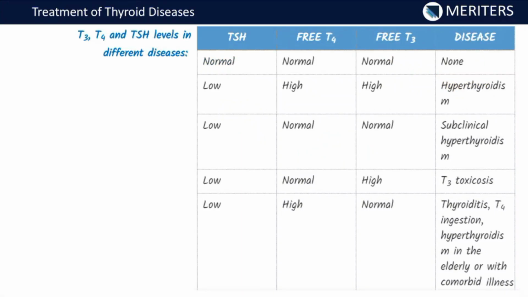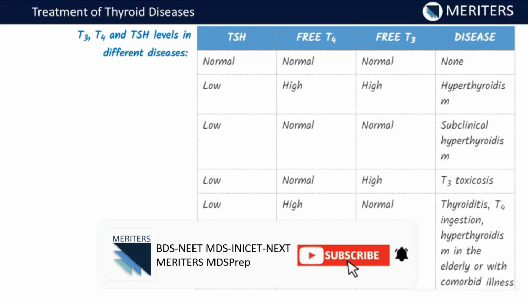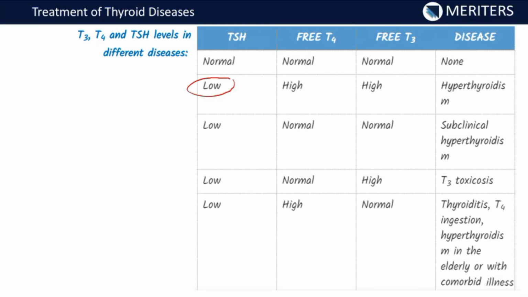Okay, so when you measure the T3, T4 and TSH levels, you could fall into different scenarios. So let's discuss all of them. If your TSH is low, free T4 is high and free T3 is also high, it's a classic case of hyperthyroidism. Because your T3 and T4 are high, that's why your TSH is low.